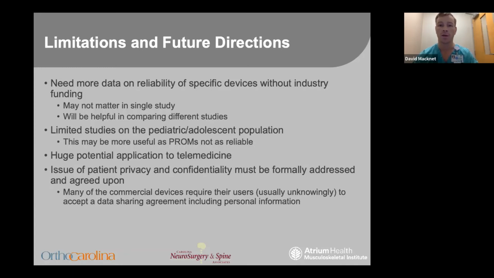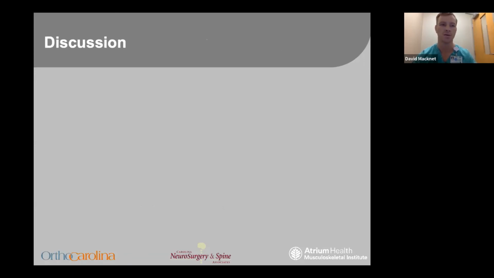I could also imagine this being useful in the workers' compensation world to get a better idea of how patients are functioning in free living conditions versus a functional capacity examination. One major thing that will need to be addressed is how to manage protected health information. Many of the commercially available devices require the users to accept data sharing agreements, including personal information, and this is usually unknowing to us. That concludes my talk, and I'll open it up for discussion.